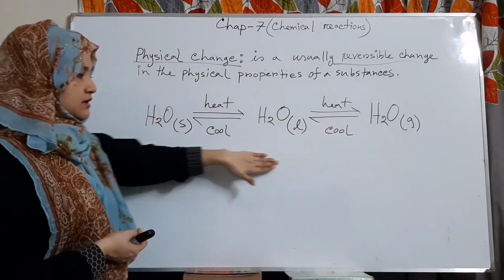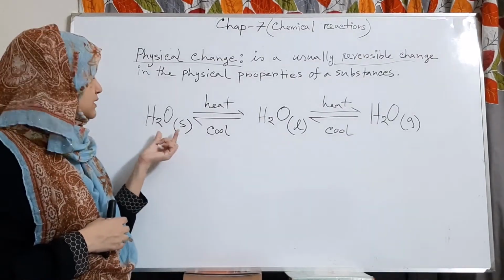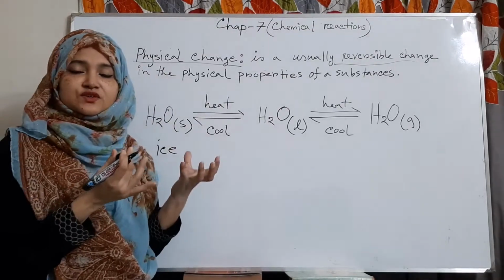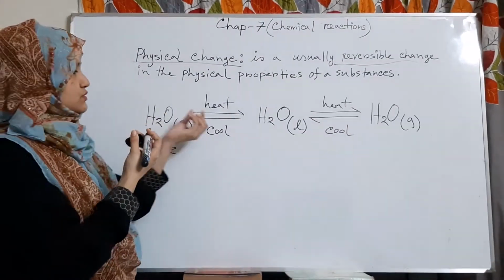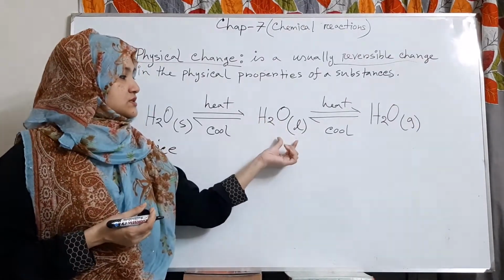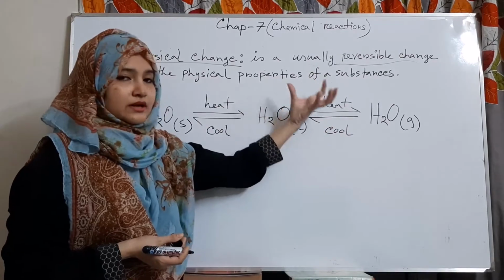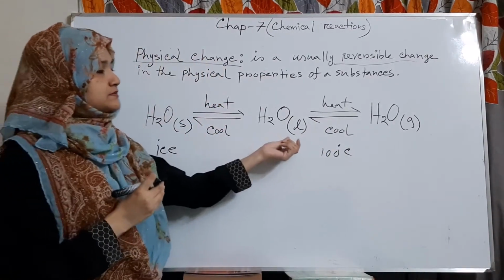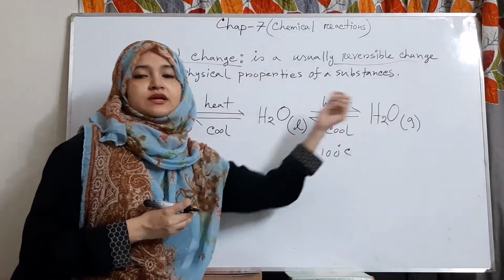Here, this is a change for water. This represents the solid form, that means solid water, that means it's ice. When we place a piece of ice in open air, the ice cube absorbs heat from the surroundings and turns into liquid water. And this liquid water on heating absorbs heat. If we heat it up to 100 degrees Celsius, then liquid water starts to vaporize and water vapor is produced.